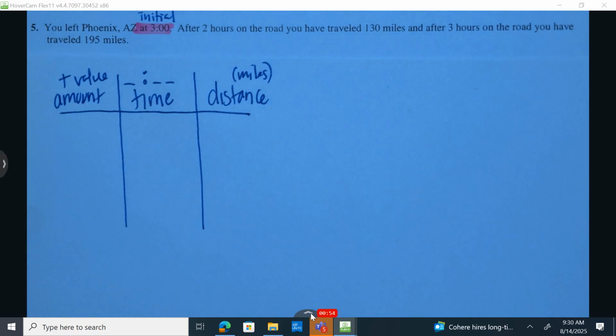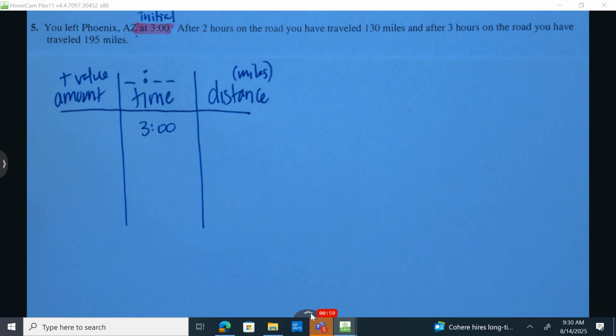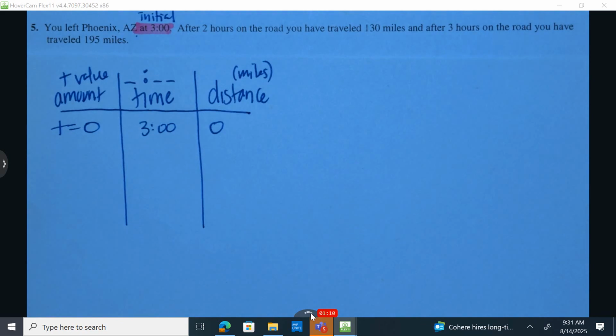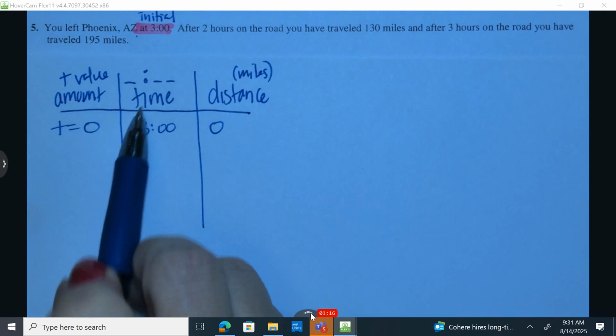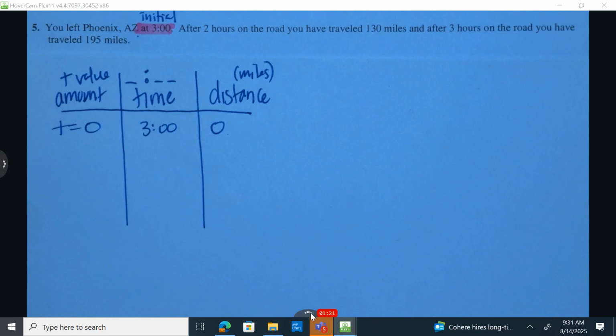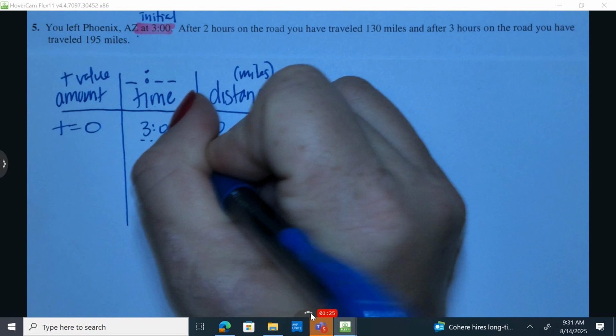So to make more sense of this, we know at 3 o'clock you are leaving Phoenix. That means you haven't even pulled out of your driveway yet. You're in the car, you're ready to go. You have not even clocked 1 mile. You've gone a distance of 0. And this is our initial amount. Your initial amount is always T equals 0, regardless of the time. For every single problem, your initial amount for time is always T equals 0. In this case, you've traveled 0 miles. Okay, everything is now based on this being the initial amount.